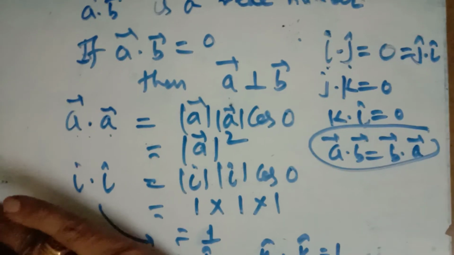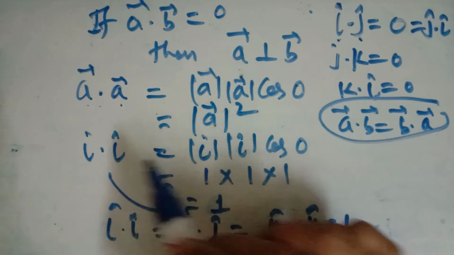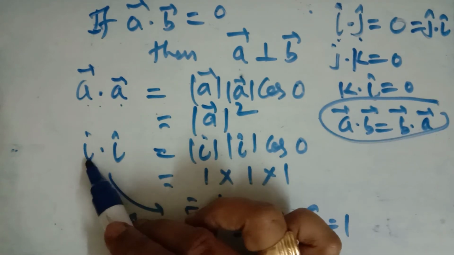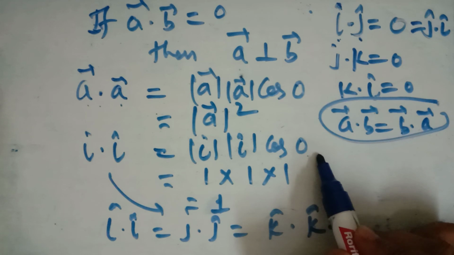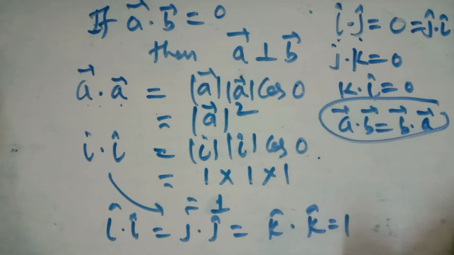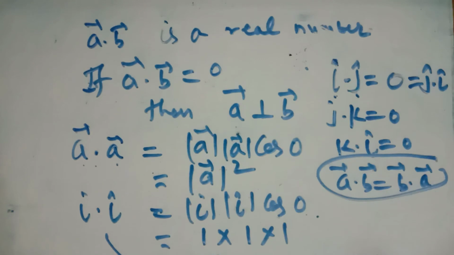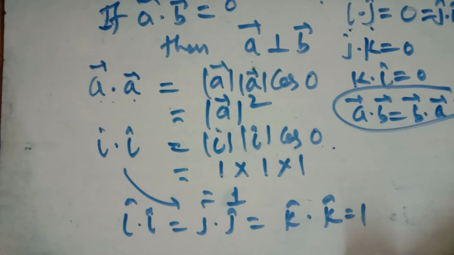Dot product is commutative. So i dot i, j dot j, k dot k will be equal to 1 because for the same vector, the angle between i and i will be 0 and cos theta is equal to 1. And i dot j, j dot k, k dot i are equal to 0. The dot product is commutative because a dot b is a real number. So if you find a dot b, you can find b dot a, it will be the same. So the dot product is commutative.